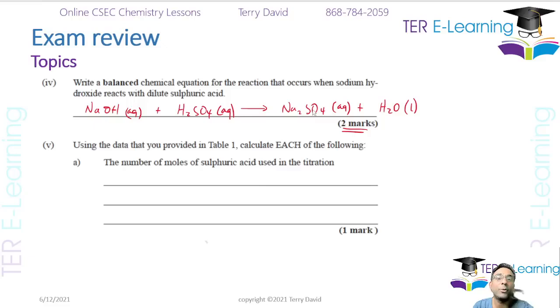That's my equation. However, notice what they have here. They have balance and they have it in bold. If you don't balance it, you're not going to get the full 2 marks. As it stands, the equation is not balanced. So what I need to do is put a 2 here and a 2 here in order to balance this equation. This equation is similar to the one we did in the second question with the potassium hydroxide. So 2 marks, as it is here, this equation is balanced.